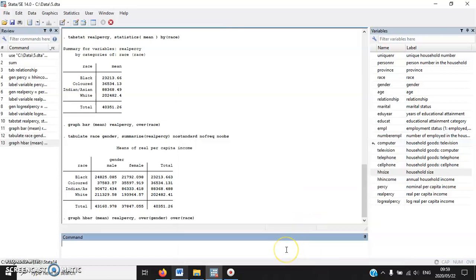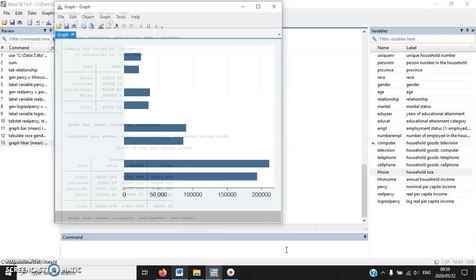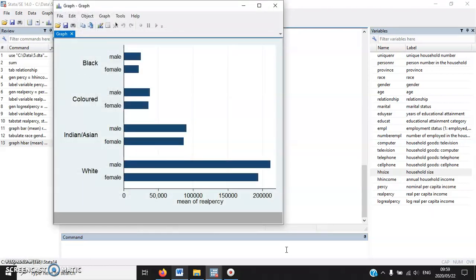Again, we must be a bit patient because the sample size is big. Okay. So if you interpret this graph, it means on average, the white male individuals earn the highest.